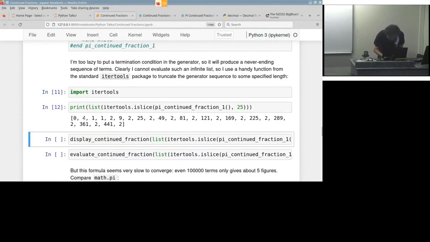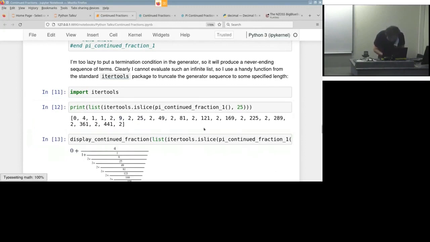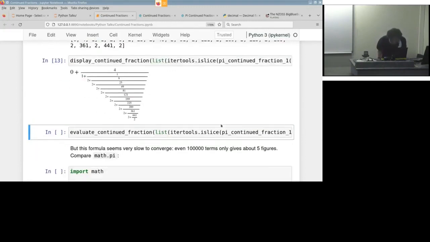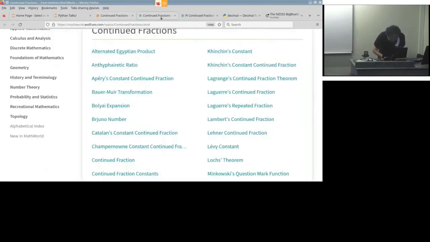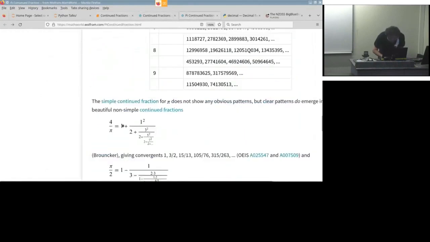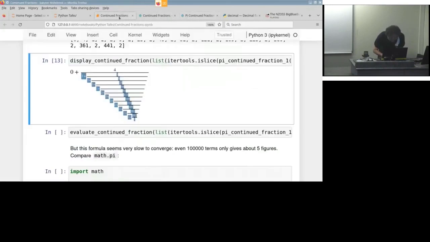So 0 plus 4 over 1 plus 1 over 2 plus 9 over 2, right? That's your 3 squared, there's your 5 squared, there's your 7 squared. If you want to know what it looks like, this is how I printed it out. If you look at this, you see what I mean? So this part matches up with this whole formula. So 4 over that, and because my functions all expect an adding term, I just put a 0 in the front, okay?